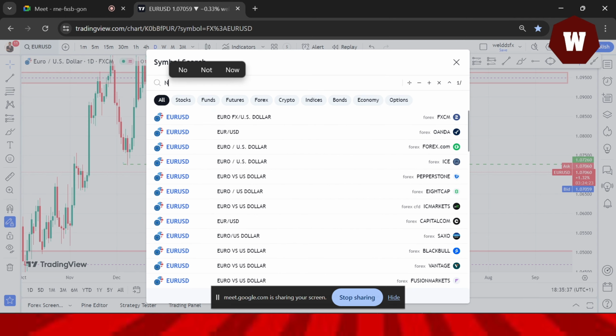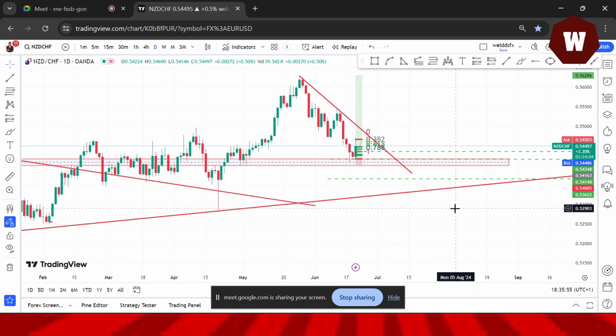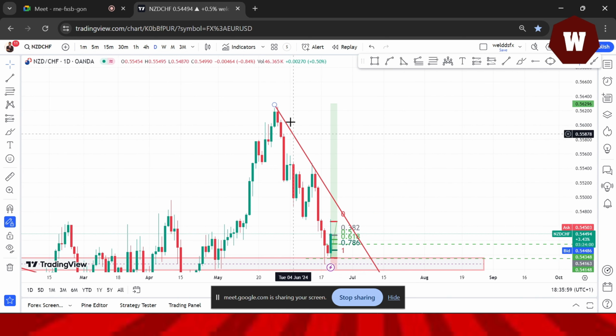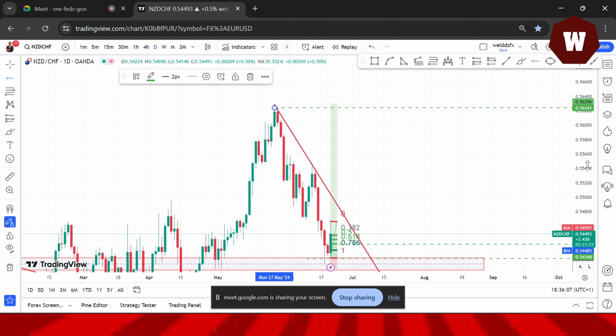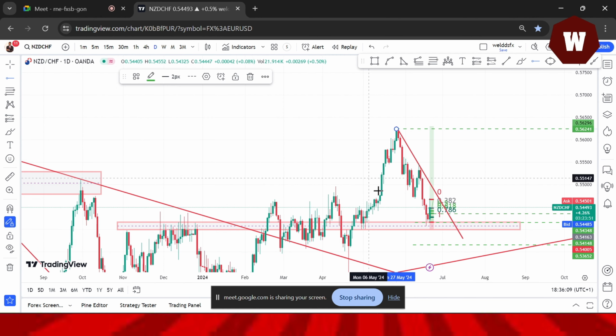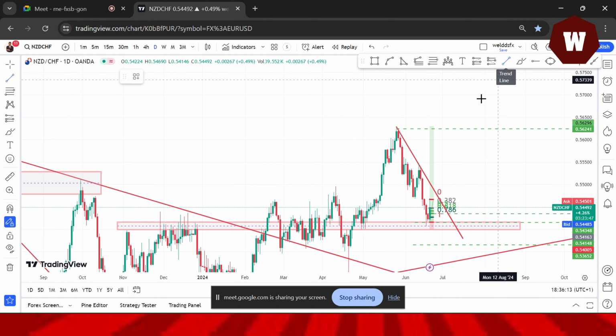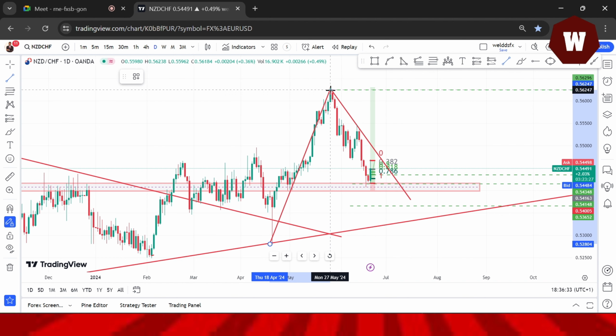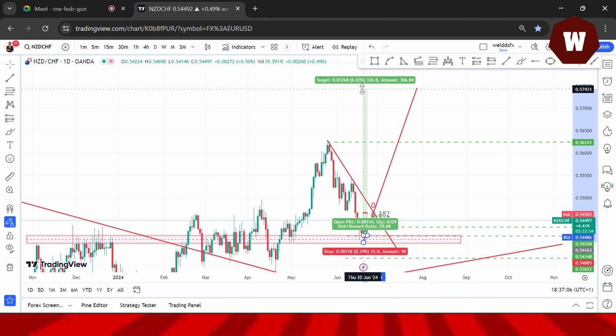This one is NZDCHF. I put my own TP at the highest point where it starts. This place, yes, a nice one. It's one of the targets, but it's not the final target anyway. Yeah, I know it's not the final target. But if you take this and draw it back here, this level can be a final level.